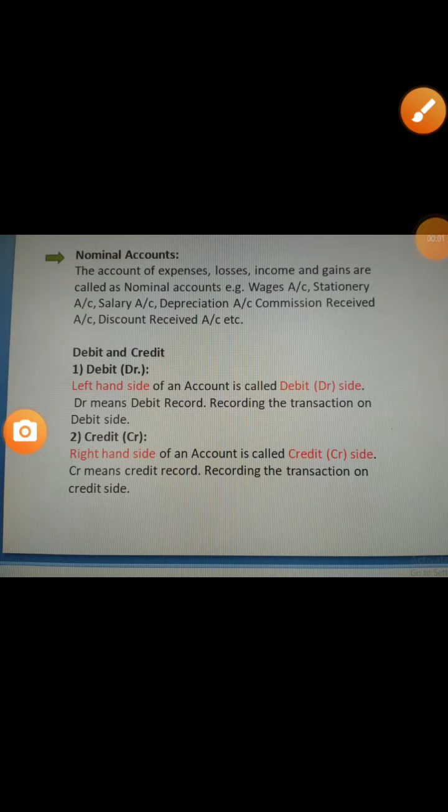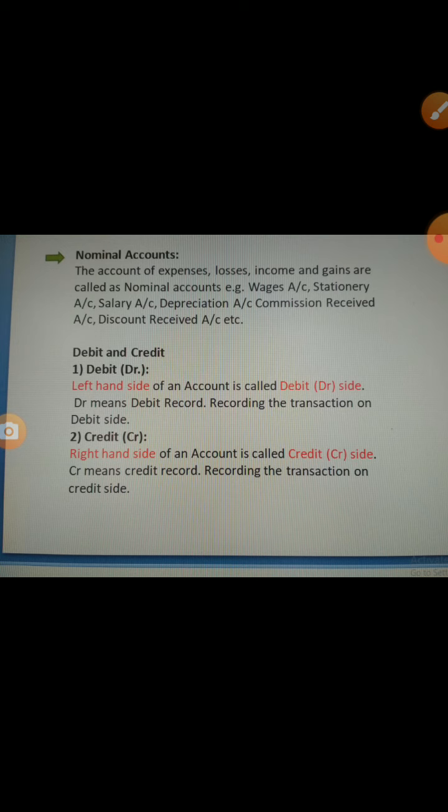The third thing is nominal account. We have seen already the two accounts, personal account and real account. The third thing is nominal account. Now nominal account is basically related with the expenses and losses or income and gains.